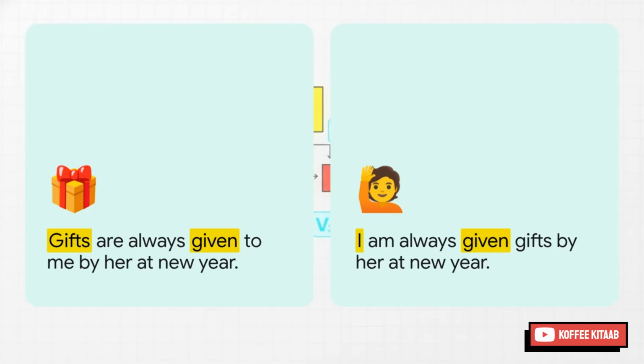End time. So, which path did you take? If you wrote, I am always given gifts by her at New Year, you are absolutely correct. But wait, there's more. What if you wrote, gifts are always given to me by her at New Year? Guess what? You are also correct. See, when a sentence has two objects, either one can take the lead and become the subject in the passive voice. Definitely a tricky one, but that's a super important rule to have in your back pocket.